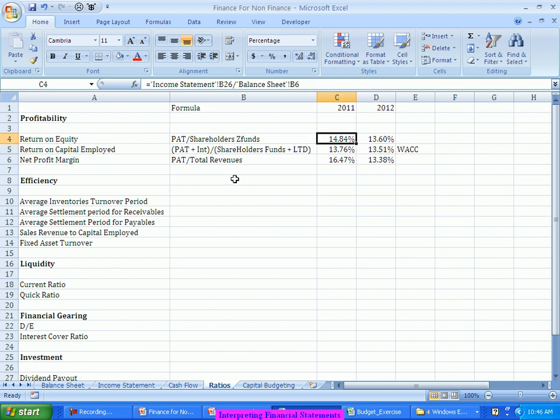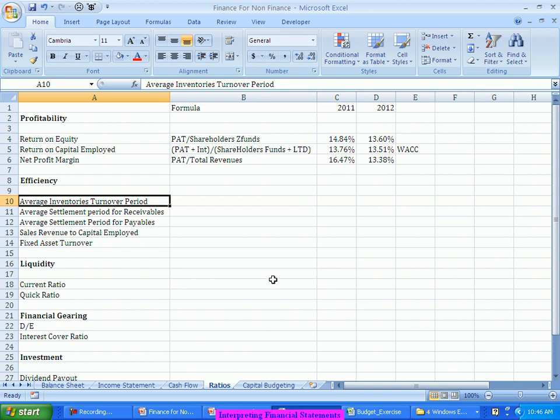Okay. Now the other side to look at, from the company's standpoint, is efficiency. Efficiency talks of how effectively the company is using its resources, like inventories, how effectively it is managing them. They are the assets of the company. One of the important ratios from that standpoint is the average inventory turnover period. What does that mean? On an average, how many days is it taking for my inventory to get converted into sales?